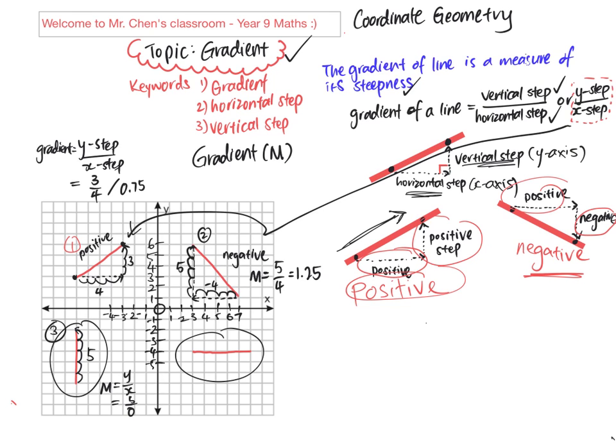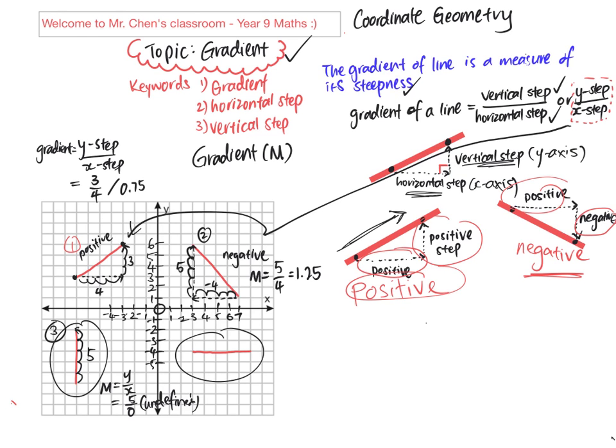So pretty much it means 5 divided by 0. As we know, 5 divided by 0, you can't do it because the answer will be undefined. If you put it in your calculator, you will never get an answer if you divide any number by 0. So the vertical line will always remain undefined. If you see a vertical line, your gradient will be undefined. That means there is no number for it.